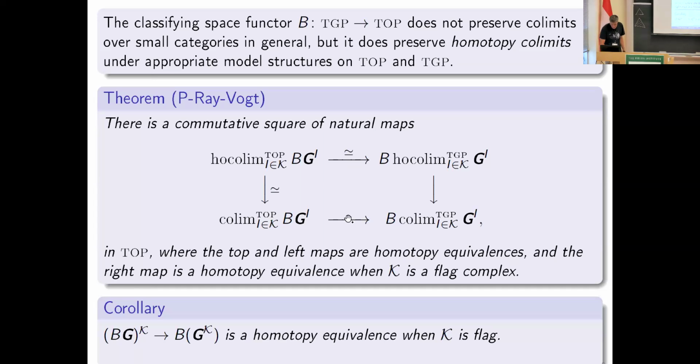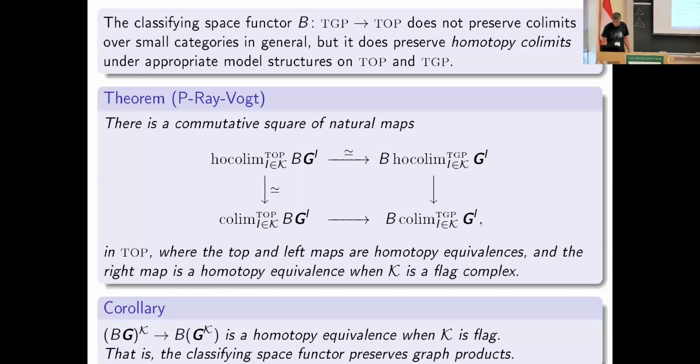This last bit can be restated by saying that, if you look at this lower arrow, it's actually a map from BG to the power K, the polyhedral product of spaces, to the classifying space of the graph product of groups. And as a corollary, you get that this is a homotopy equivalence for a flag complex, and therefore you can say that the classifying space functor preserves graph products up to homotopy. Where is flag used? The flag condition is used when you show this homotopy equivalence.